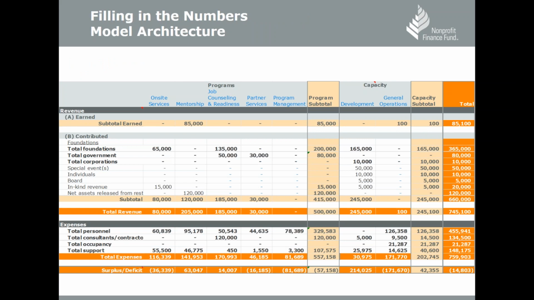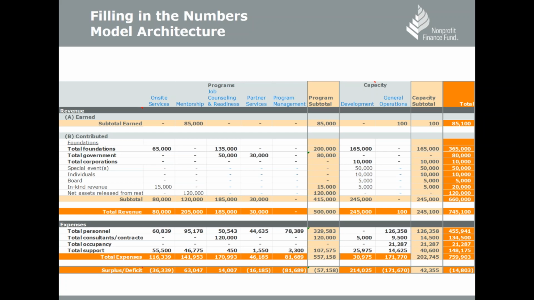So this slide shows the tool after she entered in all those numbers. So let's continue with the architecture. On the left side of the spreadsheet, you can see all of her programs. So we've got on-site services, mentorship, job counseling and readiness, and partner services. Not shown here, but in a separate tab, are the sub-programs for 2 of the 4 core program areas.